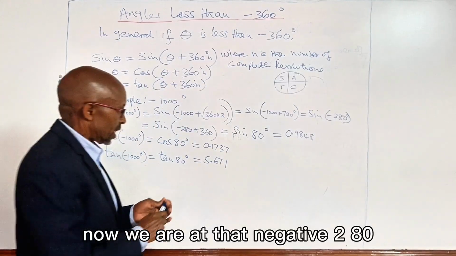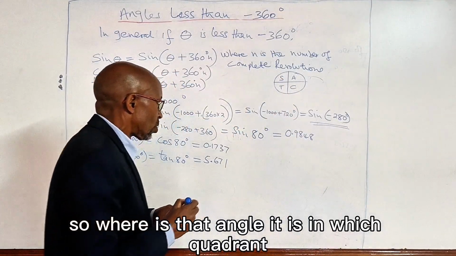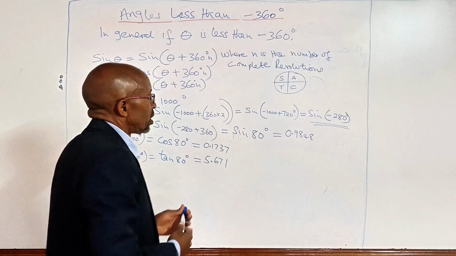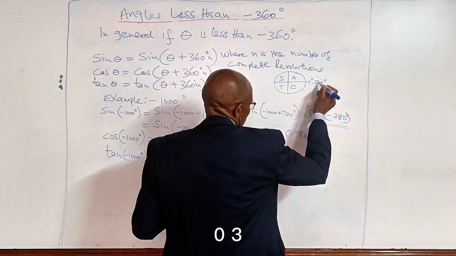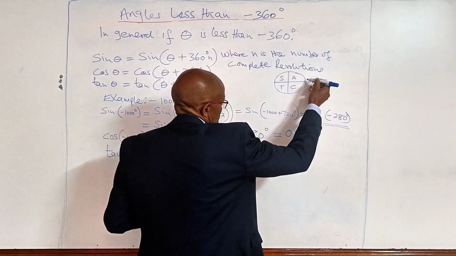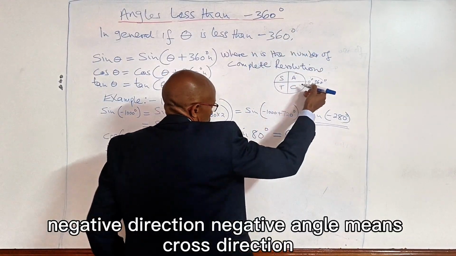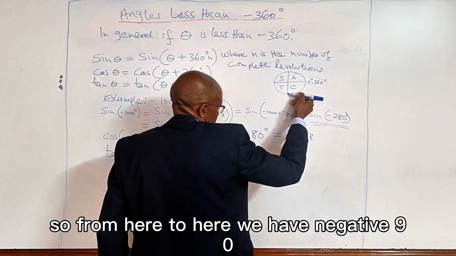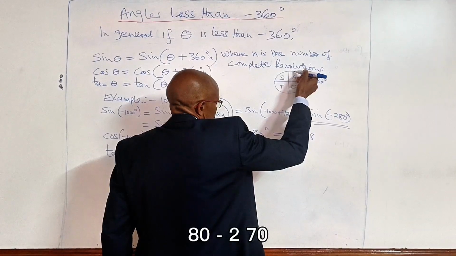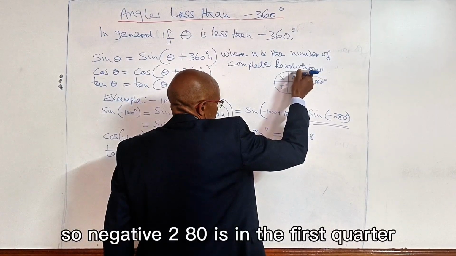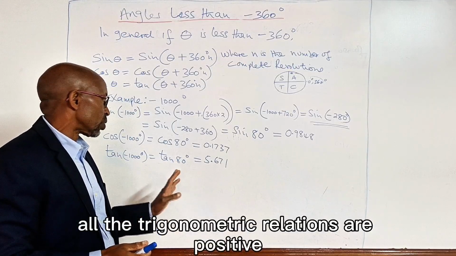Now we are at that negative 280. So where is that angle? It is in which quadrant? Starting from 0 here, 0, 360 degrees, negative direction, negative angle means clockwise direction. So from here to here we have negative 90, from here to here we have negative 180, negative 270, so negative 280 is in the first quadrant. And in the first quadrant, all the trigonometric ratios are positive.